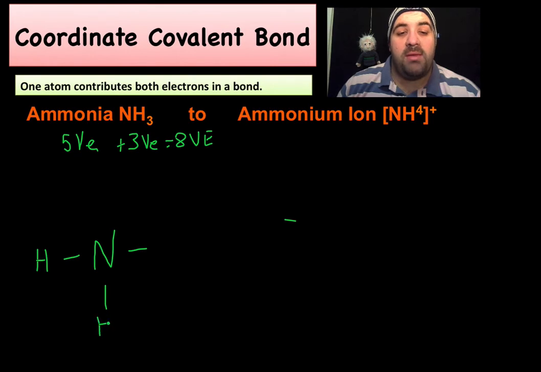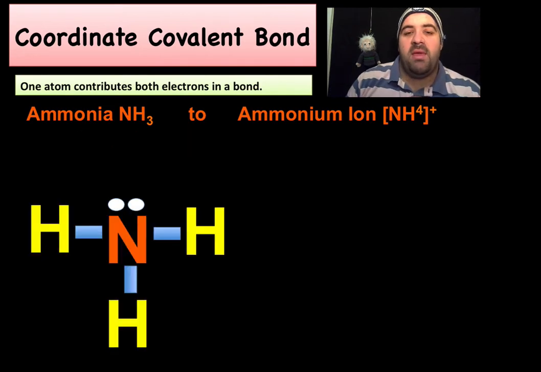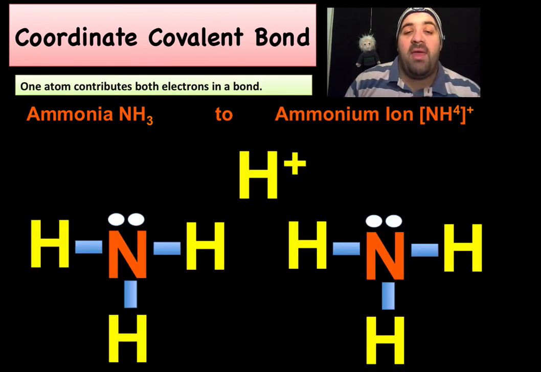That's how we do this. We just draw single bonds and count electrons. We've used 2, 4, 6 electrons. We have 2 more, and we know nitrogen needs an octet, so we're going to put these 2 electrons right above nitrogen. And that's our Lewis structure for ammonia. Now we're going to see what happens if we have a hydrogen cation around.